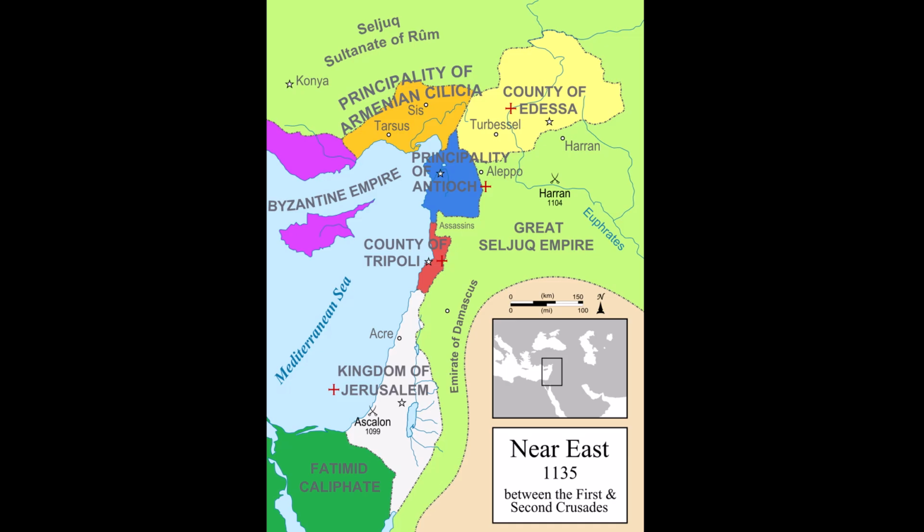Now that the Crusaders occupied a large territory across the Levant, they had to divide into 4 Crusader states in order to administer them properly. These states were the Kingdom of Jerusalem, the Principality of Antioch, the County of Tripoli, and the County of Edessa. The other principality seen here on the map is that of the Armenian Principality of Cilicia.